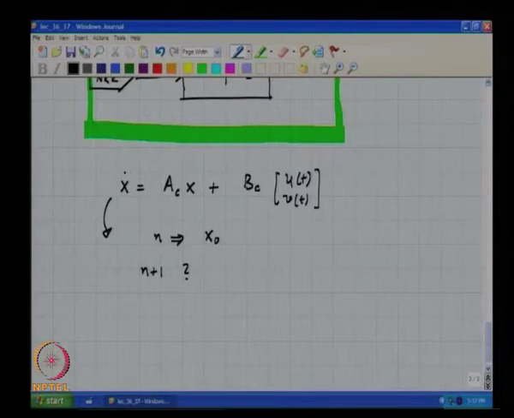Solving the differential equation is nothing but finding the states, right. And how do we derive the state equations of the discrete time system we are after? The state formulation is telling you how the next state relates to the previous state, that is how you get AD and BD, right.